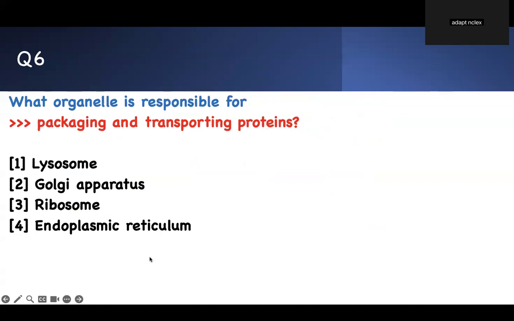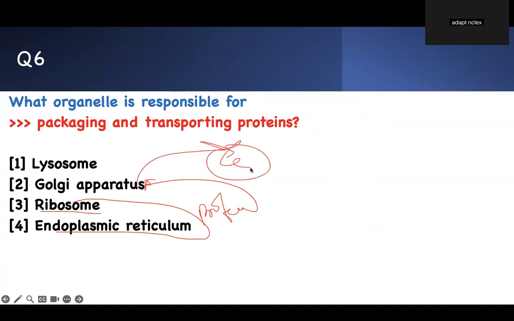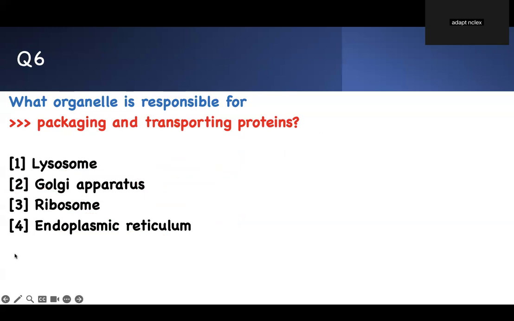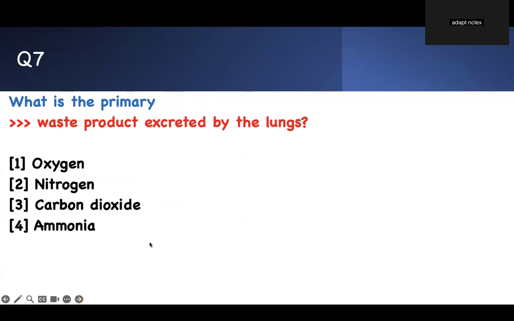Which organelle is responsible for packaging and transporting protein? There's a key word here, packaging and transporting, right? There's two things you have to know. Every time you see ribosome and endoplasmic reticulum, think about protein. They make the protein. They send it to the Golgi apparatus. It packages it and sorts it. The lysosome, if there is bacteria around, kills it. So the Golgi apparatus is responsible for packaging and transporting it.